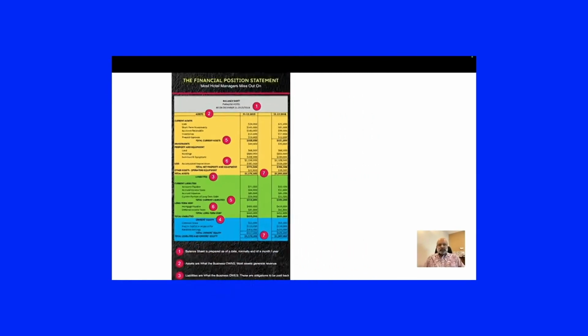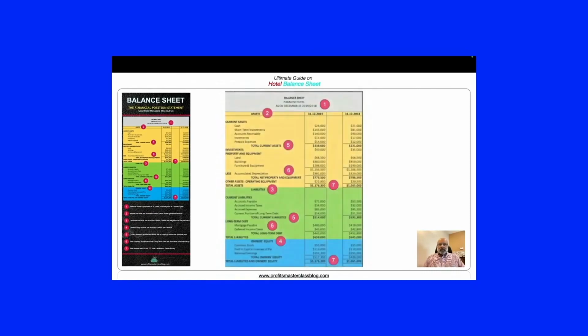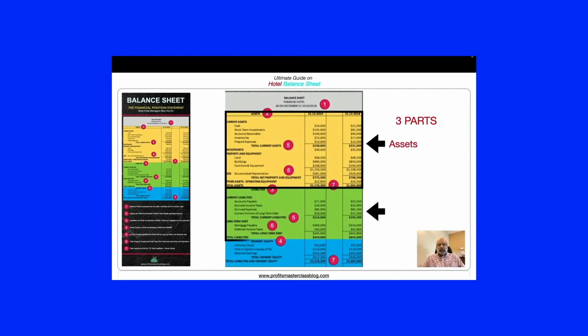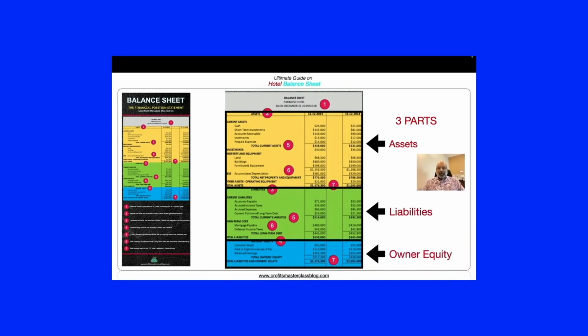This is the balance sheet of Paradise Hotel. This is the financial statement I was talking about, and we are going to take a look at this closely. At least we are going to look at its most important parts. The hotel balance sheet has predominantly three parts to it. The first part contains the assets. We'll come to assets very shortly. The second part is about liabilities, and we will visit liabilities as well. And the third and last part is about owner equity.